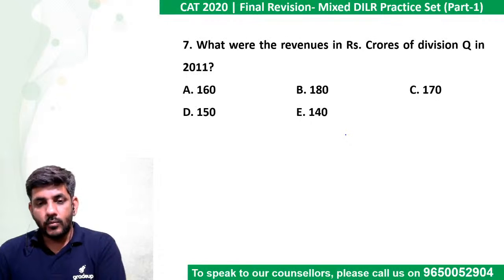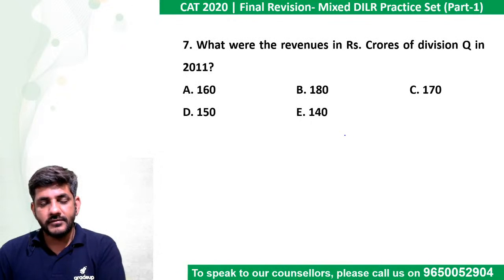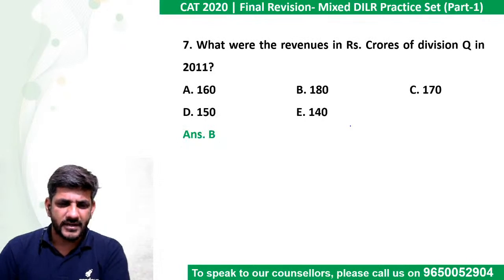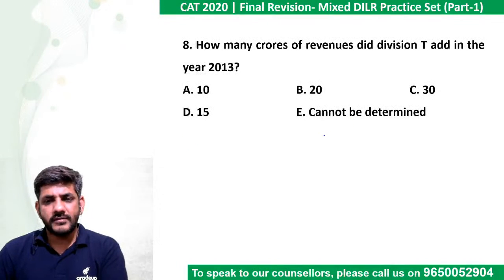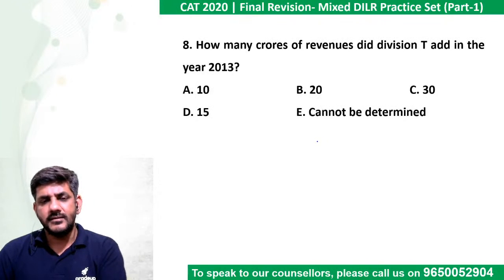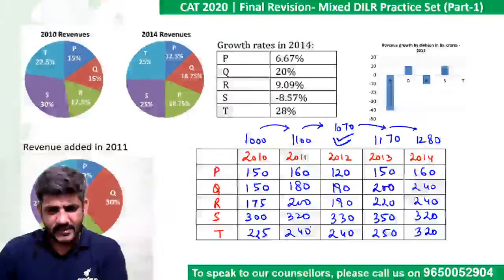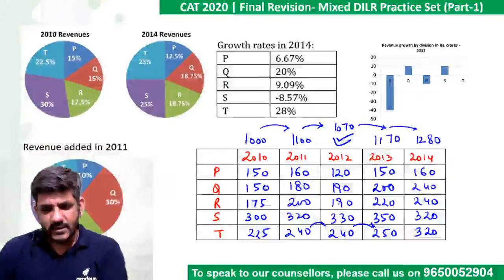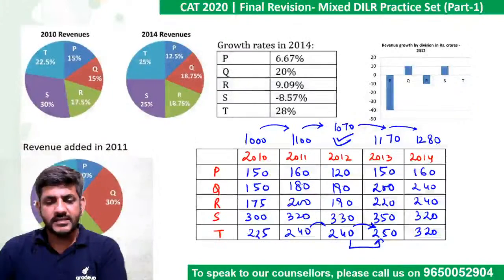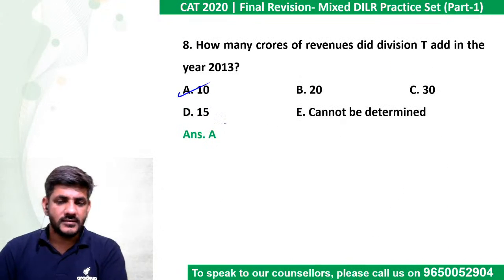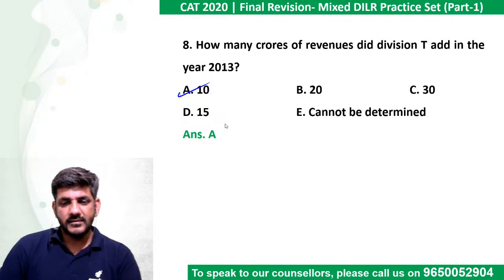आगे, what were the revenues in rupees crores of division Q in 11? I hope you can do that now. Just go to the table and find it out. How many crores of revenue did division T add in the year 2013? तो ये भी दिख जाएगा ना, T ने 2013 में कितना ऐड किया है? सॉरी यहाँ पे 10 ऐड किया है. 240 से 250 में they have added only 10. So इसका आंसर ऑप्शन 10, right?